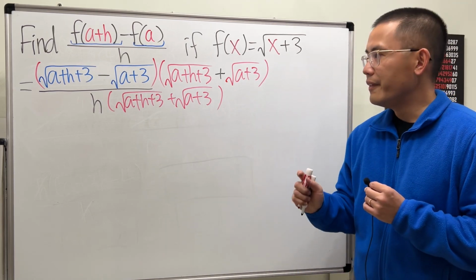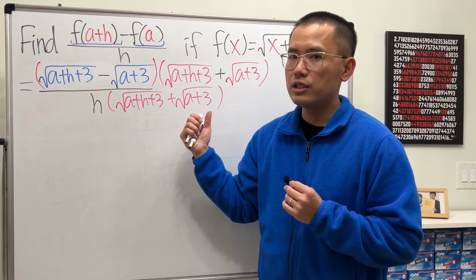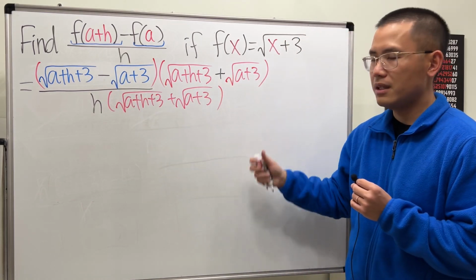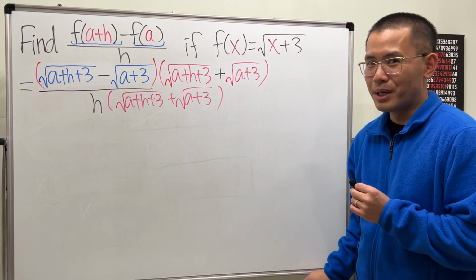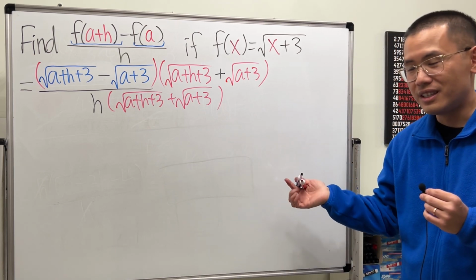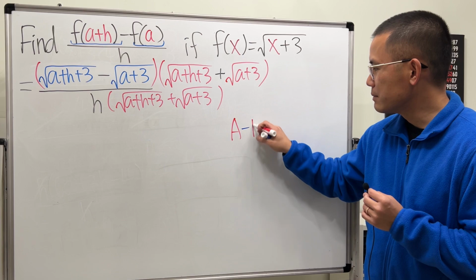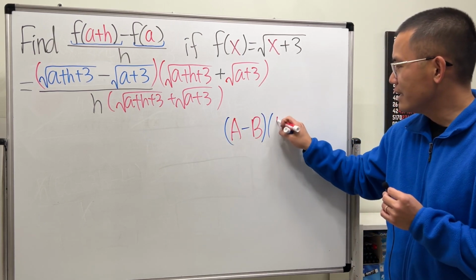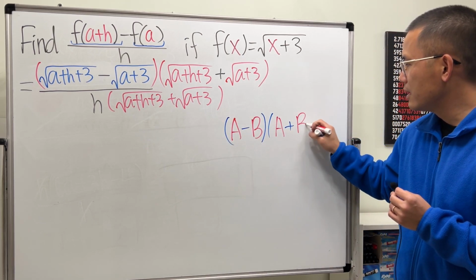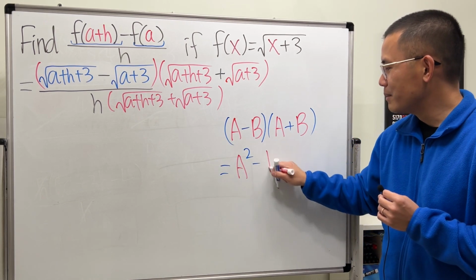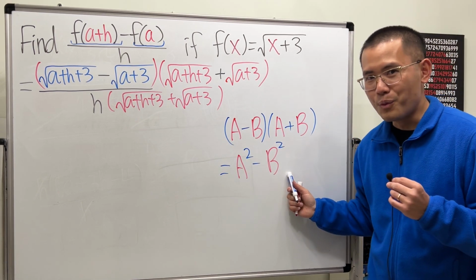All right, now notice when we do the conjugate, we have a minus b times a plus b, right? And that's the purpose of the conjugate because we will get a difference of two squares. Remember, when we do a minus b times a plus b, this will just give us a squared minus b squared, right? That's the formula.